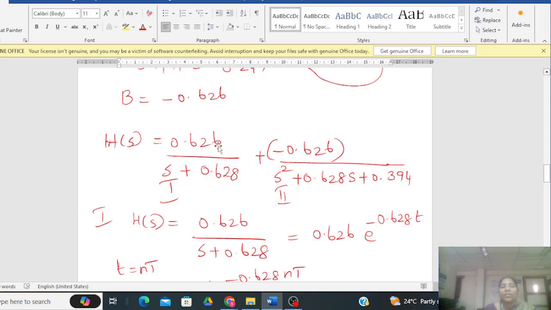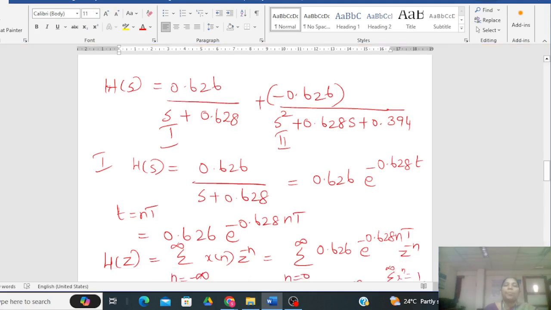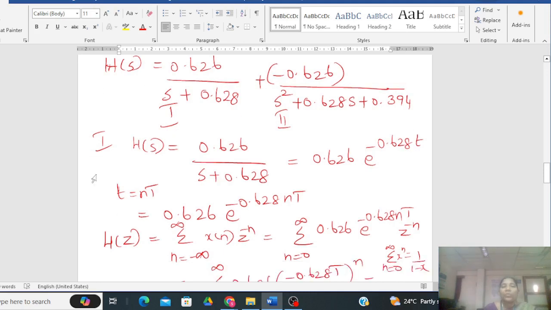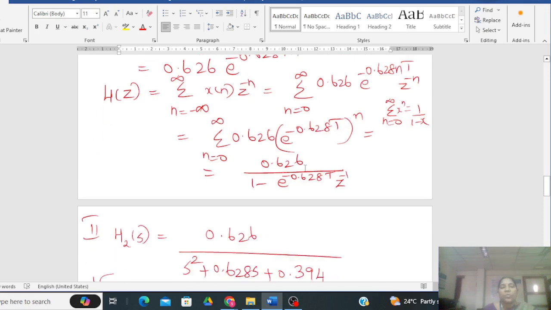Now let us divide this equation into two parts, first part and second part. For the first part, H of s equal to 0.626 divided by s plus 0.628. In this, when you apply the impulse invariant method, it will be 0.626 into e power minus 0.628 t. Then the second part we need to solve it. In the first part, when you apply the sampling and apply the Z transform, you will be getting the expression as 0.626 divided by 1 minus e power minus 0.628 t z inverse.